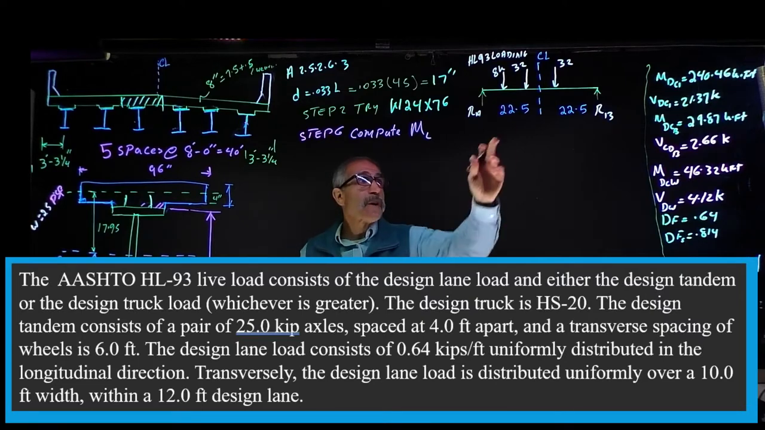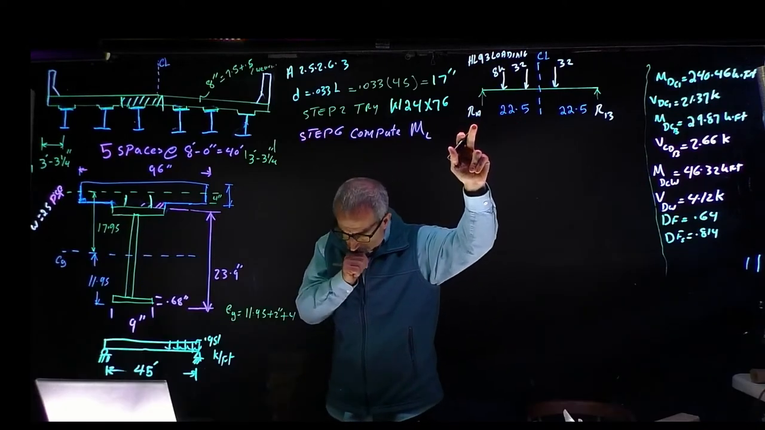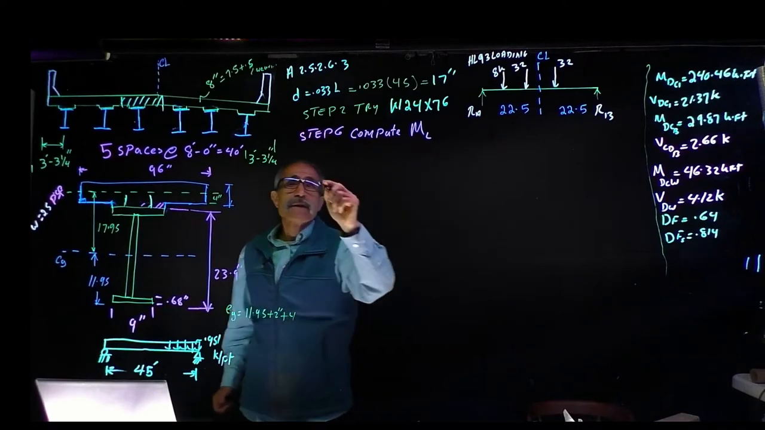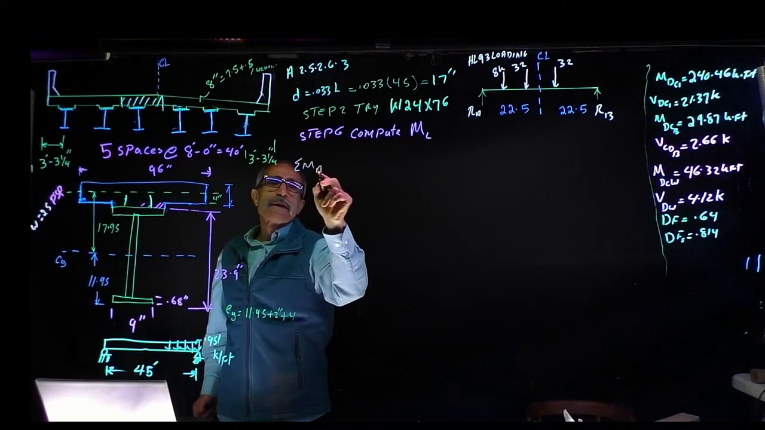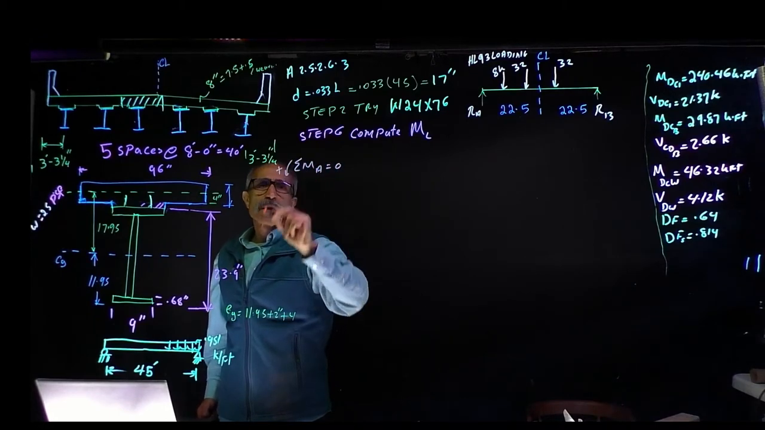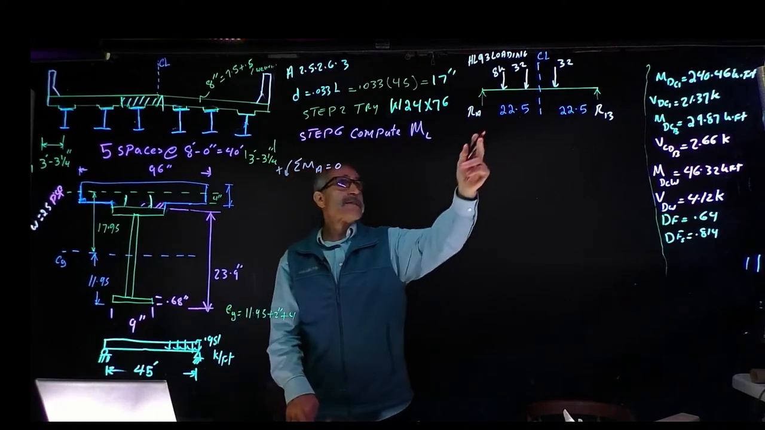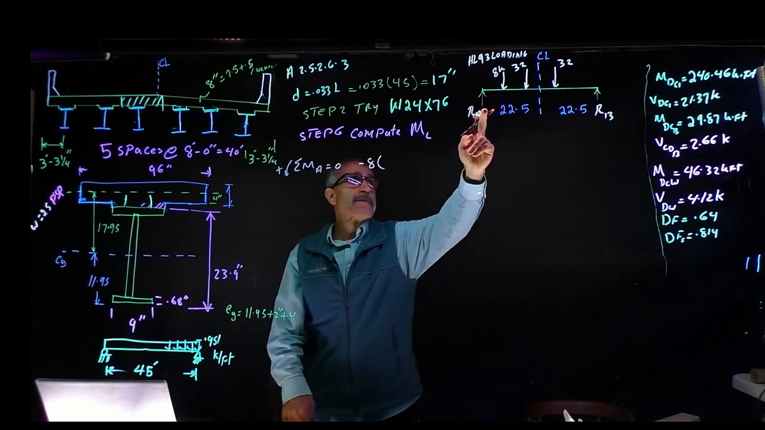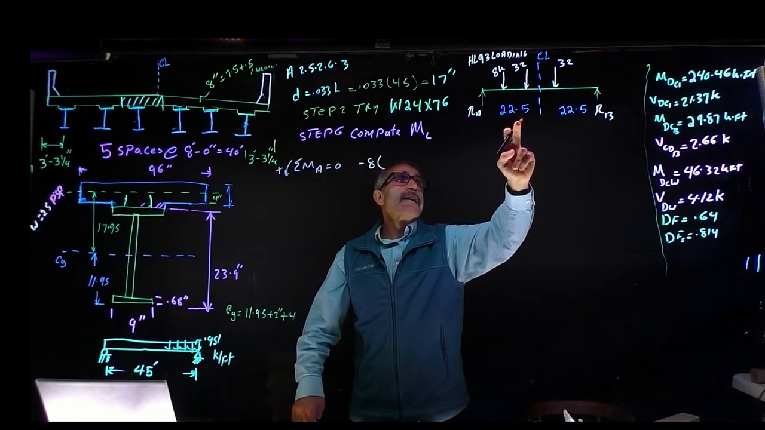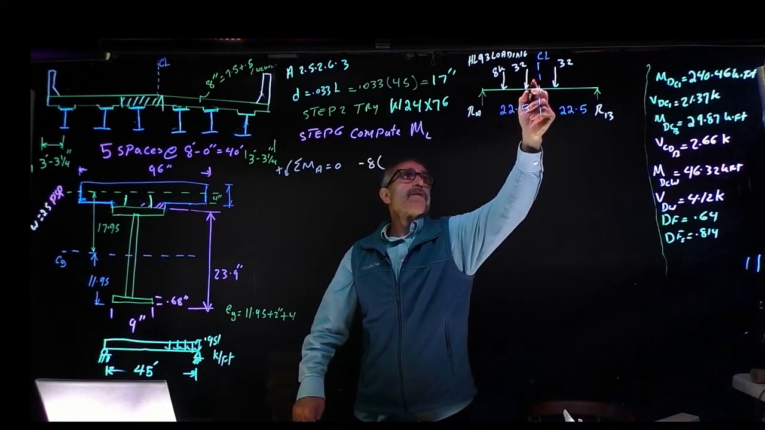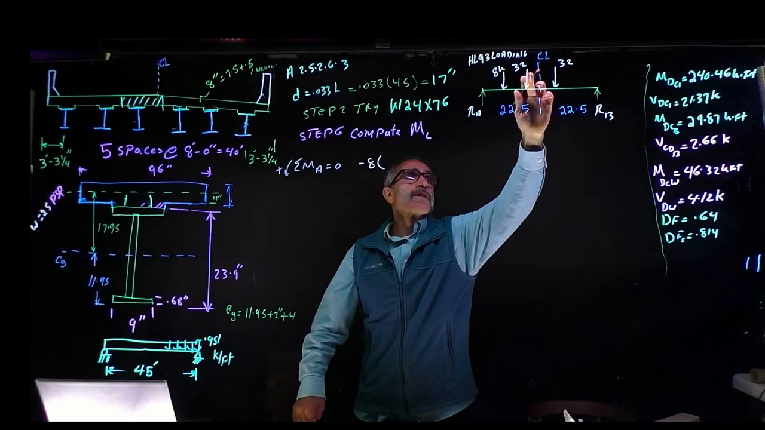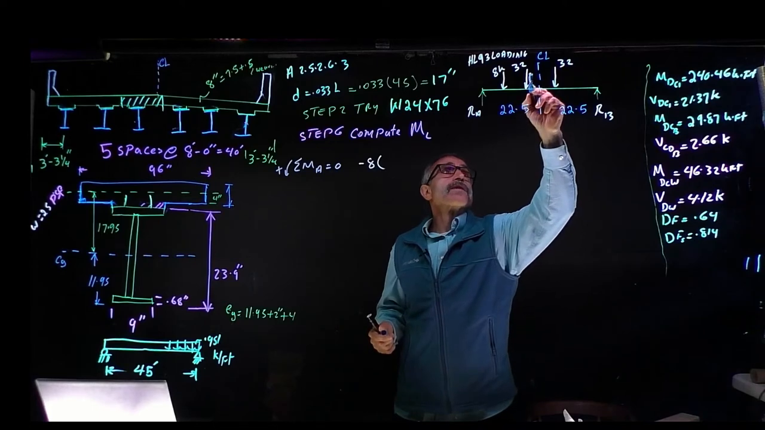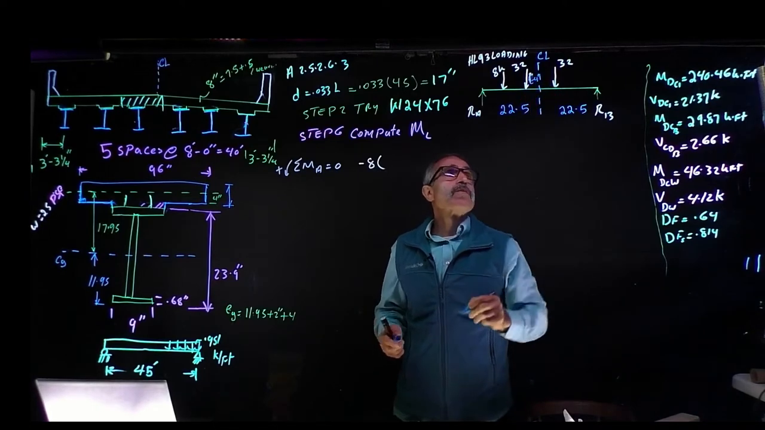Okay, now we have this type of loading right here. I want to figure out the reaction. You know how to do that. Take a moment about point A right here, summation of moment about point A equals 0, going counterclockwise is positive, and I'm going to have minus 8, multiplied by that distance. If this is 22.5 from the center line, and this is 2 feet 4 inches, it's something like this. So the distance is 2 feet 4 inches, or 2.37.